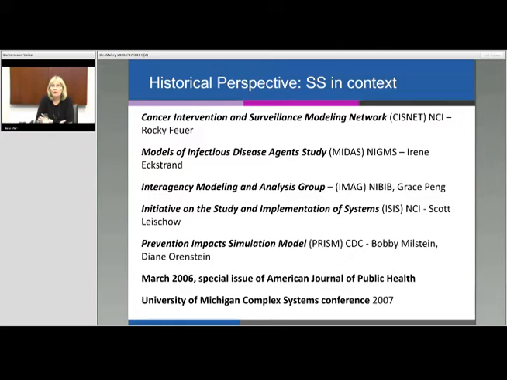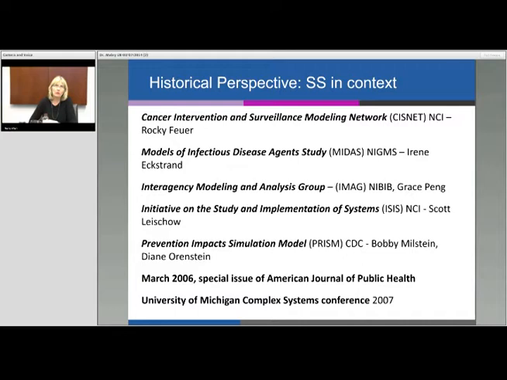So what led me to that point and led our office to that point? At that time our director was David Abrams, and he saw a future for system science, and he very bravely put that into my hands to shepherd forward. What had been influencing our thinking was the CISNet, which is the Cancer Intervention and Surveillance Modeling Network at NCI. I'm cataloging them all here for you so that you can go back and look them up. But there's a MIDAS study that was also going on.